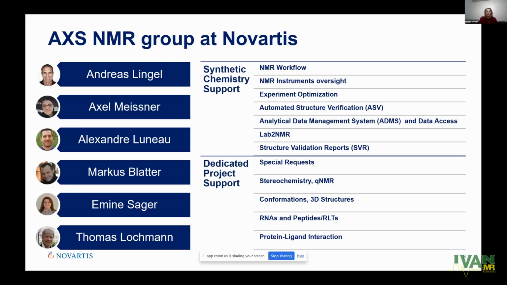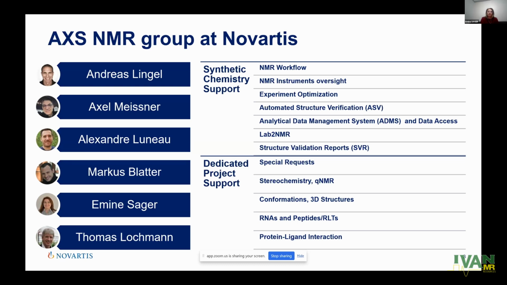First of all, the group at Novartis in Basel is composed of 6 people. We are working in synthetic chemistry support, so the NMR workflow, instrument oversight, the experimentation optimization, ASV, analytical data management system, AMS, and data access, the Lab 2 NMR, and structure validation report. We also have dedicated projects in the group, some in stereochemistry, QNMR, confirmation, 3D, RNA, peptide, and protein ligand interactions.